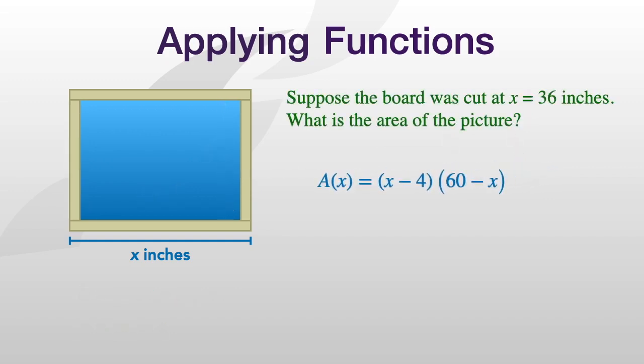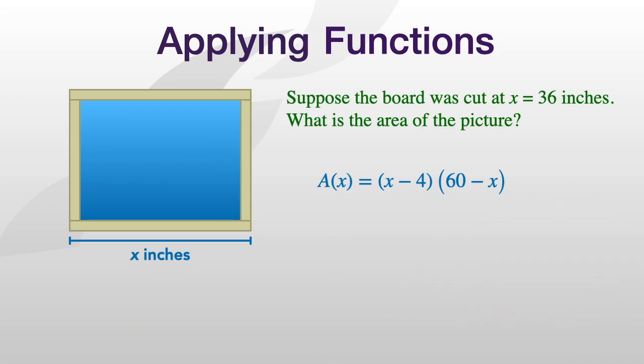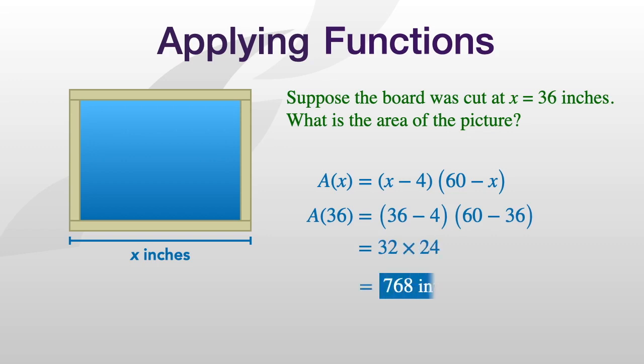Suppose the board was cut at x equals 36 inches. What is the area of the picture? To answer this question, we need to calculate A of 36. Substituting for x, we get 36 minus 4 times 60 minus 36. That's 32 times 24, so the area of the picture is 768 square inches.